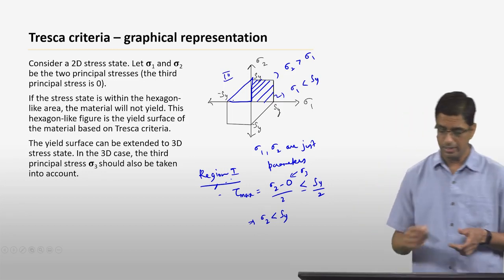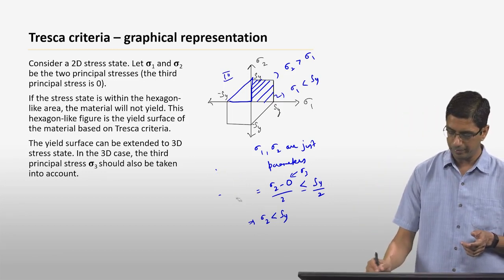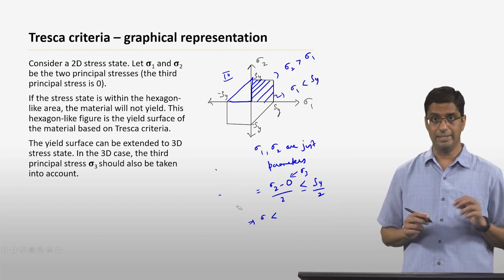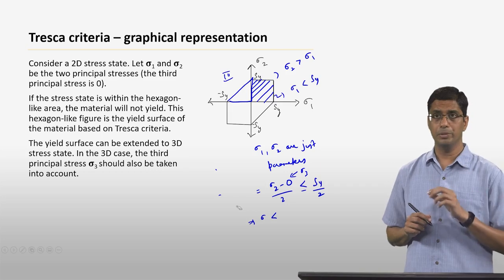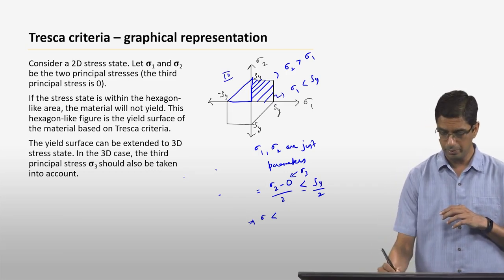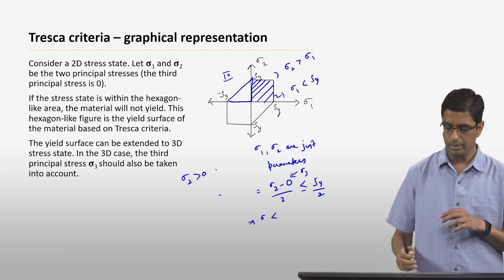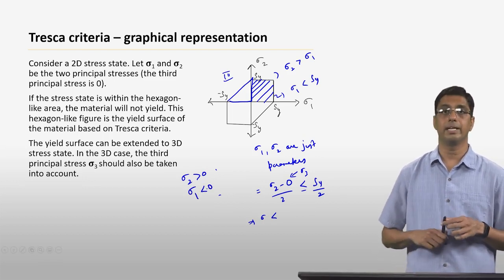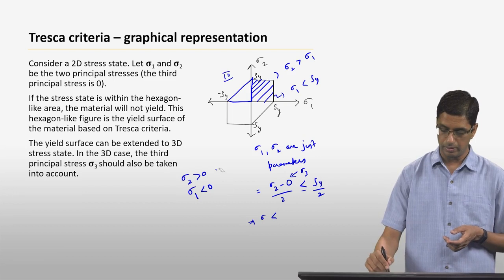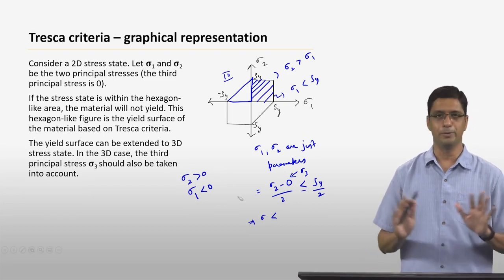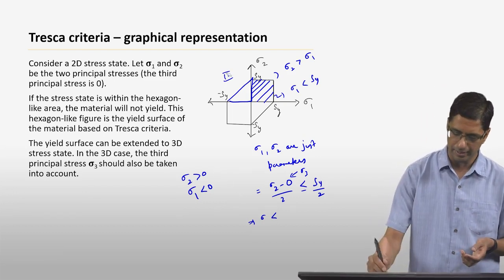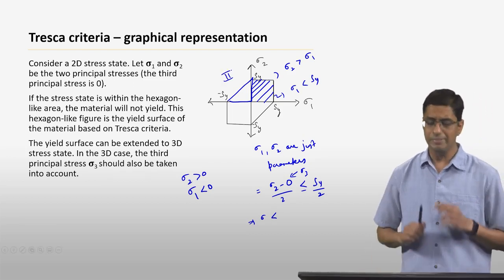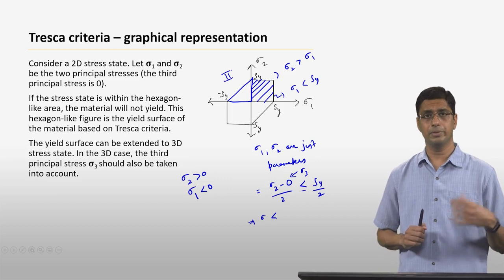The reason is, if you look at region number 3, your sigma 1 is negative and sigma 2 is positive. So sigma 2 is greater than 0 and sigma 1 is less than 0. Okay, that is in quadrant 3. Actually, it's quadrant 2, sorry. It's quadrant 2, not quadrant 3. So in quadrant 2, you have sigma 1 less than 0 and sigma 2 greater than 0.